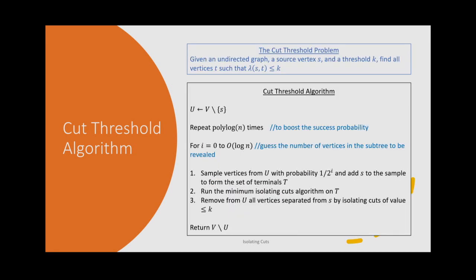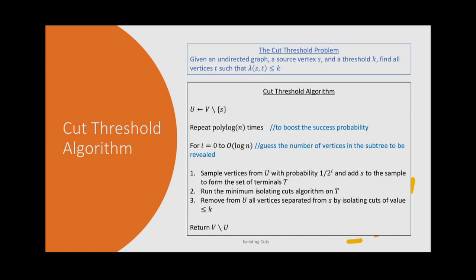So, what's the overall algorithm then? Here's my algorithm for solving cut threshold. Let's say U is the set V minus S. Okay? So, this is what I will be sampling from. Now, I repeat some polylog n times, that's again just to boost probabilities. I iterate i from 0 to log n. This is because I don't know the size of X or the size of Y. There's X, there's Y, there can be a Z. All these things might have different sizes. I don't know these values, so I have to guess.